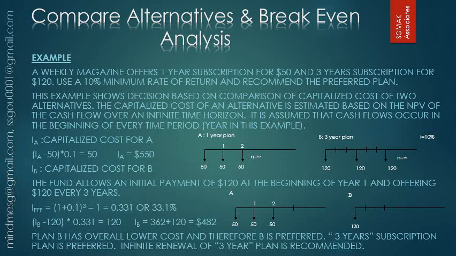It is the cost, so plan B has lower initial cost, lower overall cost. So there B is preferred. The 3-year subscription plan is preferred over the yearly subscription plan based on the data given.